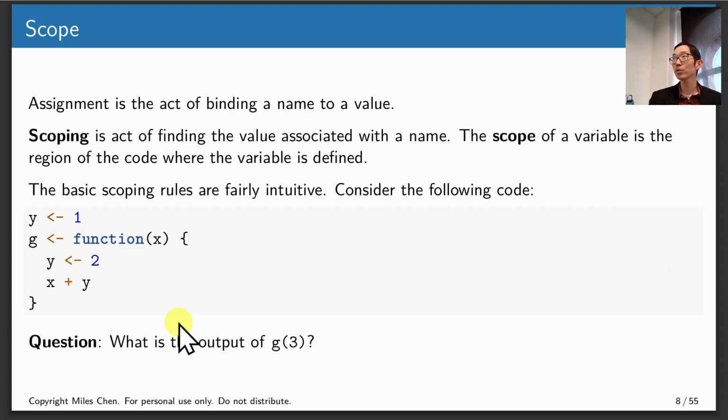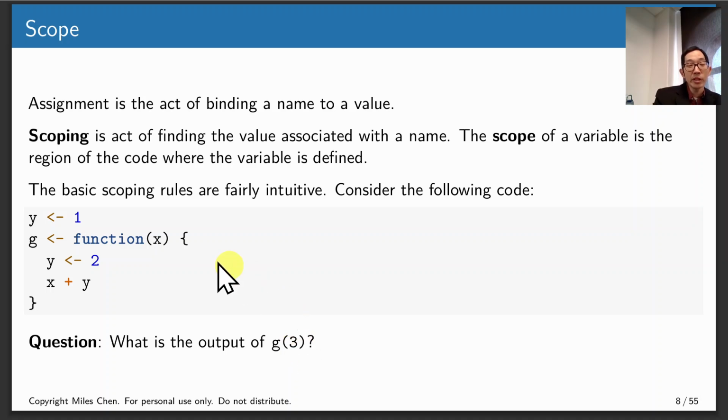So if you look at this code, I think we understand what's going to happen. Here we have Y bound to the value 1 in the global environment. But we also create a function called G, and G is a function that receives the argument X. Inside the function G, we bind the value 2 to Y, and the last line of the function G says return the value X plus Y. So if I call the function G and I provide the value 3 as the argument, what happens?